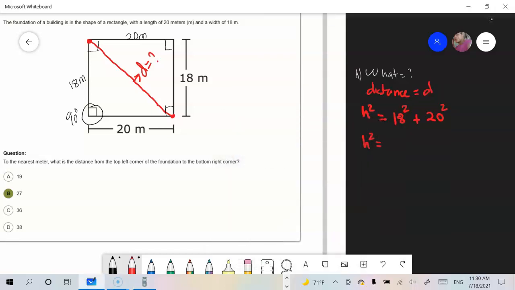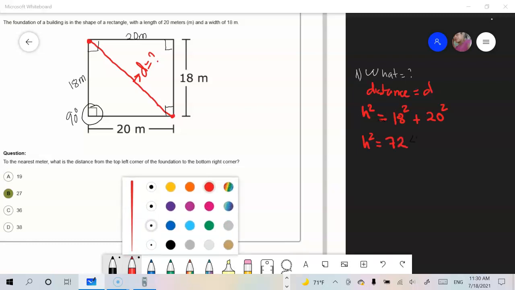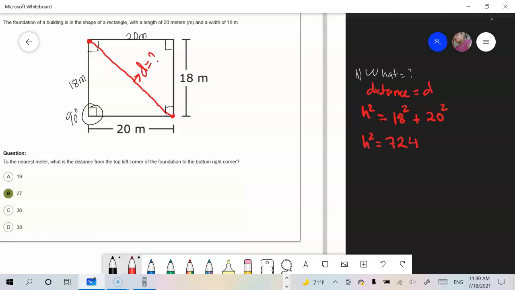So this is equal to, so I'm going to write here 724. But I don't want the h squared. I want just the h, okay? So because I want the h, I need to eliminate this square that you have here.